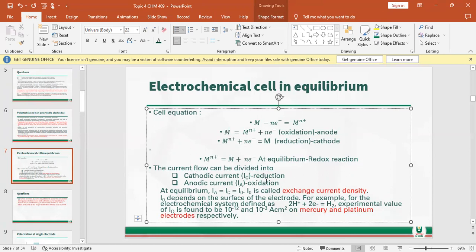The current flow can be divided into what? Cathodic current and anodic current. At equilibrium, the anodic current is equal to the cathodic current, and the current at that point is called the exchange current density. One interesting thing about exchange current density is that it depends on the surface of the electrode. If you look at hydrogen gaining electrons to become hydrogen molecule, the experimental value for the exchange current density is found to be 10 raised to the power minus 12 and 10 raised to the power minus 3 amperes per centimeter square on mercury and platinum electrodes. That means the electrode can affect the exchange current density. It depends on the surface of the electrode.